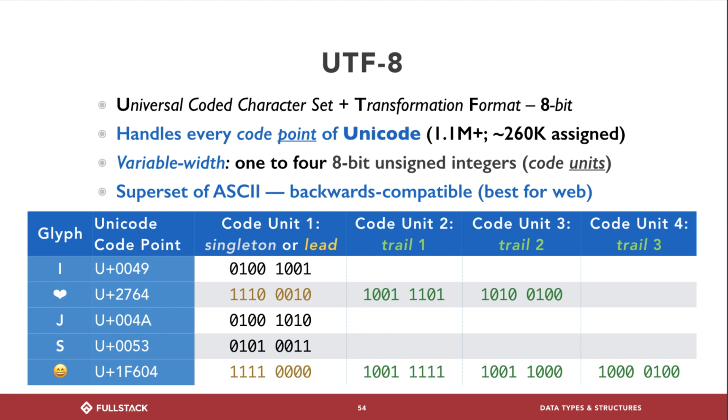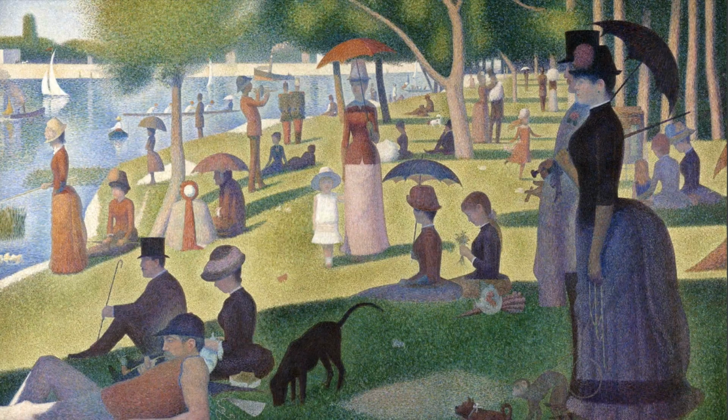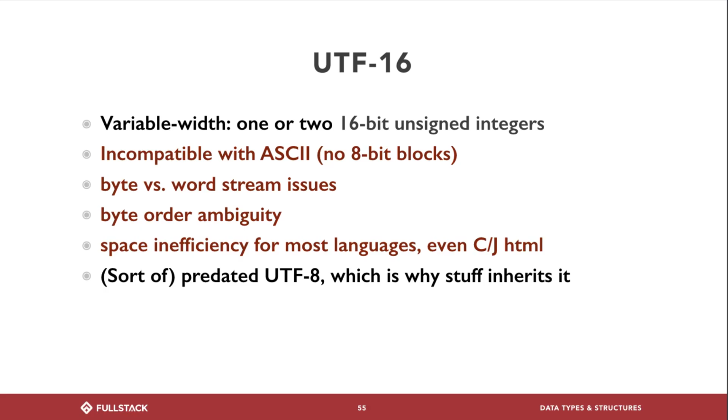So UTF-8, great format, backwards compatible, forwards compatible, handles Unicode, space efficient, all the things. Then there's UTF-16. UTF-16 actually predated UTF-8 sort of. It was based off of UCS-2 and other things. It's got a lot of ambiguities, depending on how you parse it. It's incompatible with ASCII. It's not as space efficient. It's basically just not as good a format. So just because it's a higher number, don't assume that you're dealing with something more powerful. In fact, UTF-8 is generally a more powerful scheme.